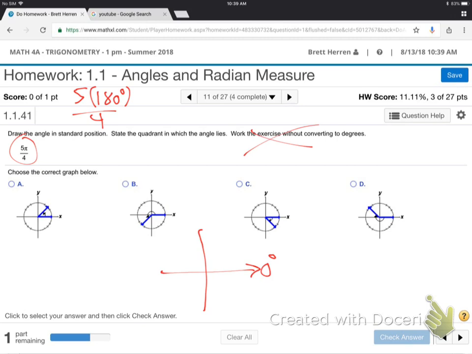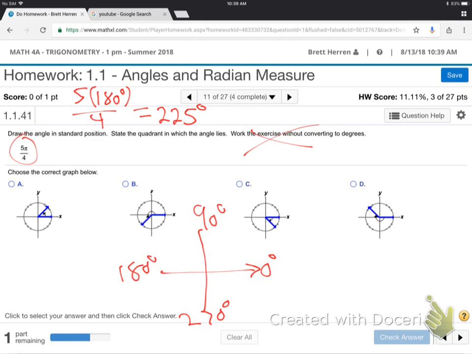180 divided by 4, 225. So it's 225 degrees. So where's that? Where's 225? Remember, straight up is 90. This is 180. Down here is 270, and then all the way around to 360. They each go by 90s.